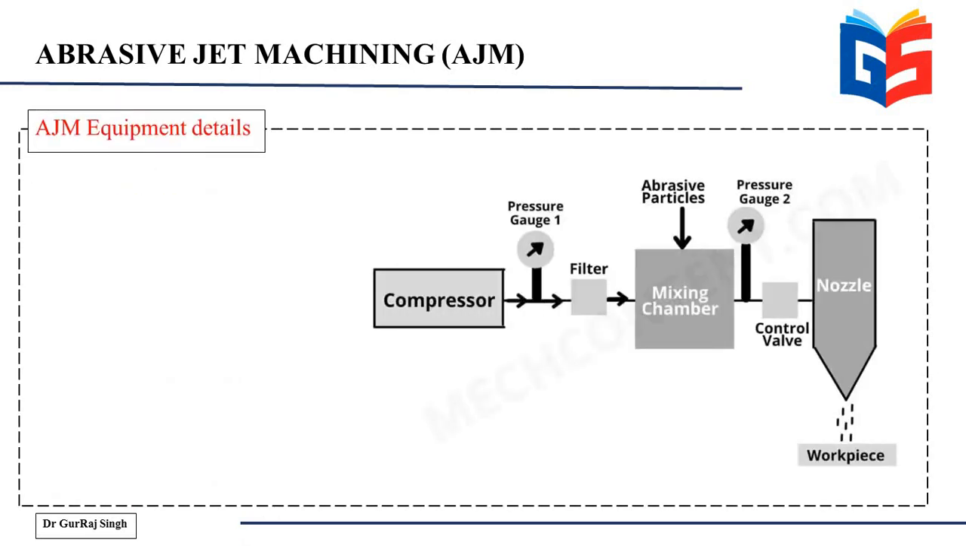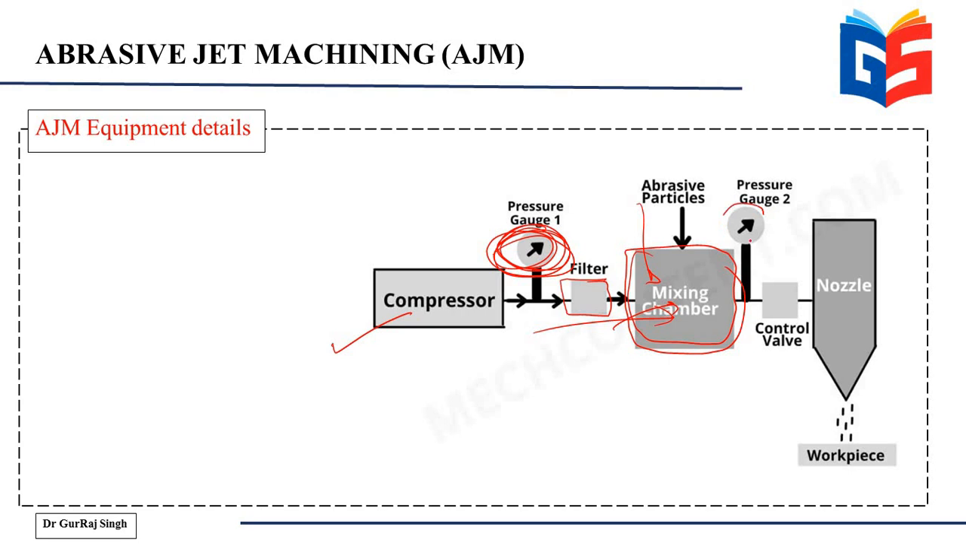So this is a basic block diagram of an abrasive jet machining setup. It starts with a compressor, because in order to give pressure to air you need a compressor. Then you have a pressure gauge here that tells you the amount of pressure that has been reached. This is followed by a filter that is used to filter any impurities in the air or the gas. And this filtered air now heads off to the mixing chamber, which is the most important part of an AJM setup. It is in this mixing chamber that the gas and the abrasive particles get mixed together.